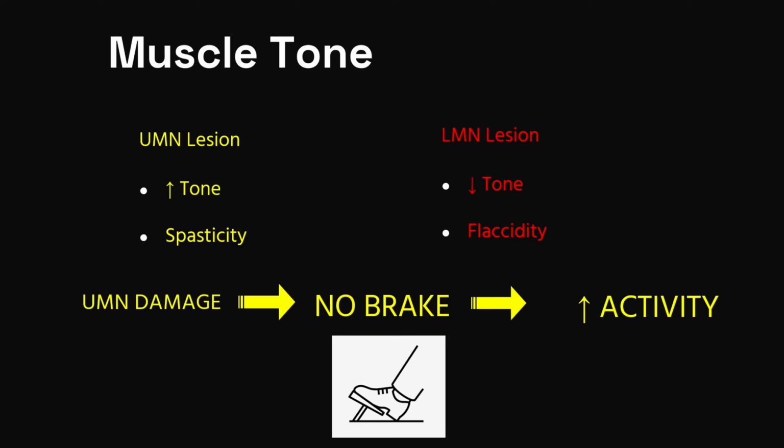Similarly, when the upper motor neuron is damaged, the inhibitory control is lost. So the lower motor neurons become overactive. As a result, muscle tone increases. This increased tone is called spasticity. That's why UMN lesions produce spastic muscles. On the other hand, in LMN lesions, the signal cannot even reach the muscle properly. So the muscle becomes loose or floppy. This decreased tone is called flaccidity.